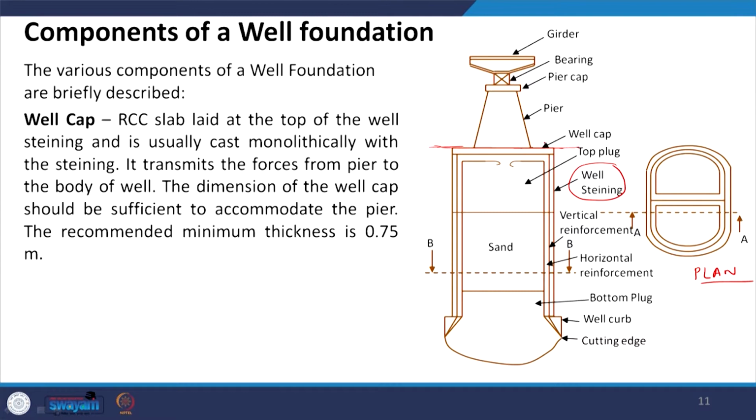So, the plan dimension of the well cap should be sufficiently larger than the base of the pier. You could see here, you should have enough setback so that your pier can sit on the well cap. The recommended minimum thickness is 0.75 meter. So, 75 centimeter is the minimum thickness required for the well cap irrespective of the load. That can be increased depending on the load condition and other things.